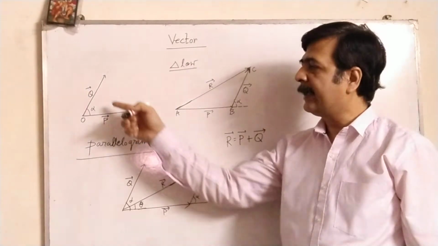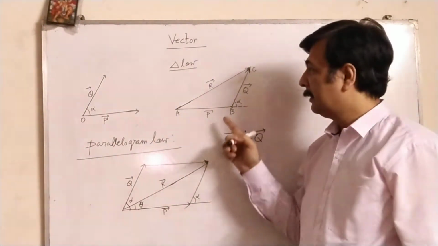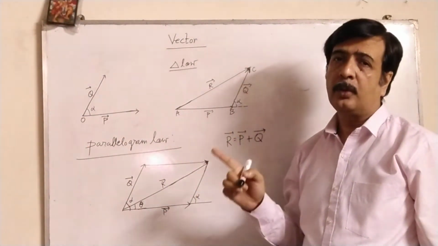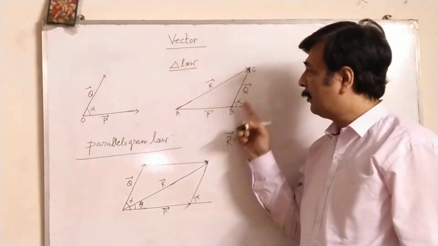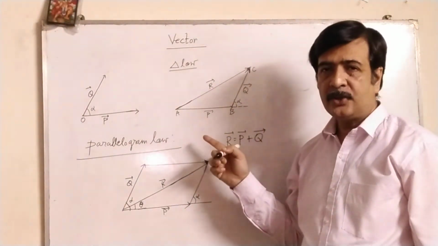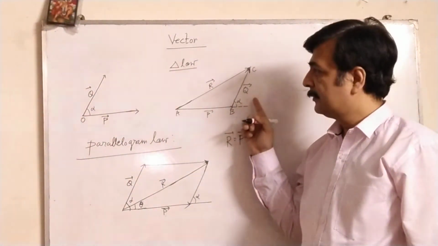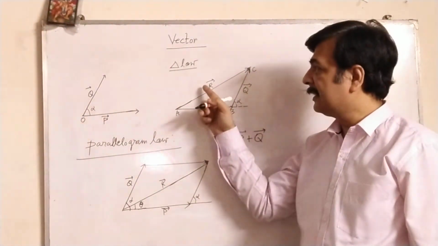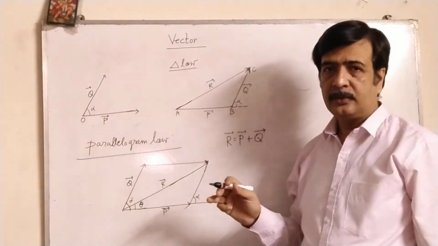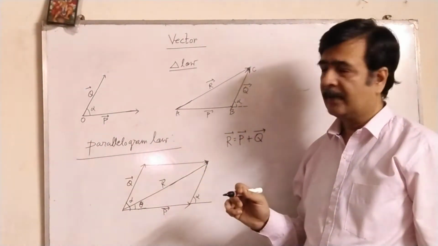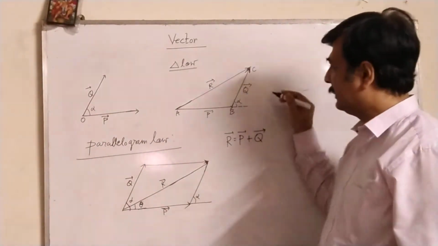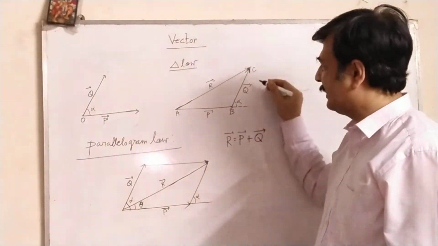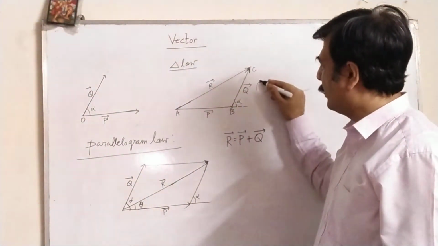So, when two vectors acting at a point are represented by the two consecutive sides of a triangle in magnitude and in direction, then the third side will represent the resultant vector R in magnitude but in opposite direction. What does it mean? P and Q, the sense is anti-clockwise. P and then Q, this is anti-clockwise, but R, that is clockwise.